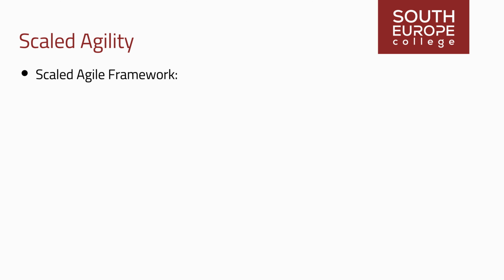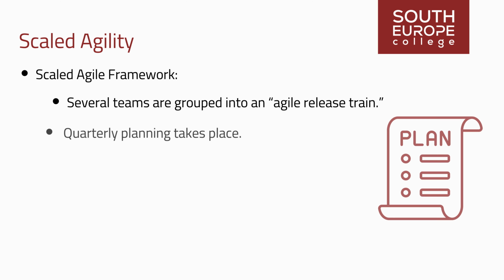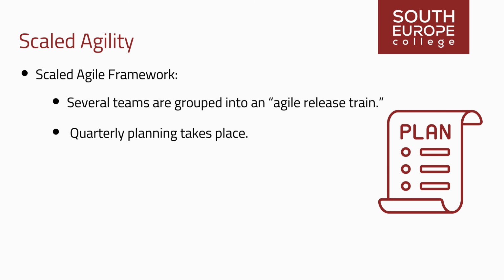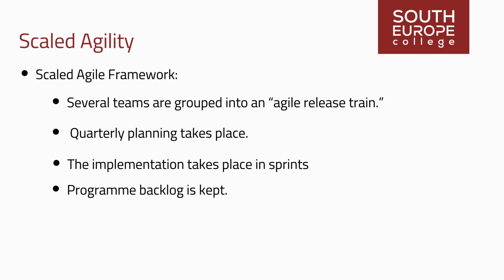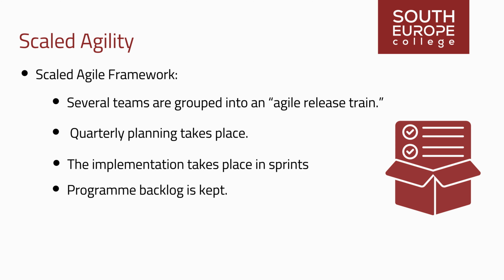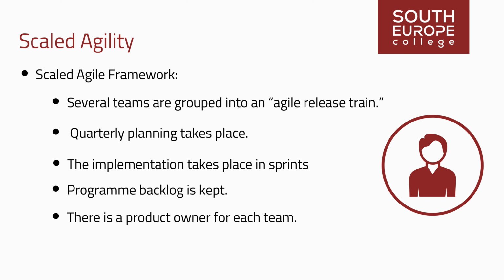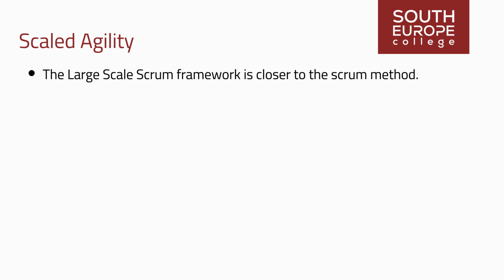In Scaled Agile Framework, several teams are grouped into an agile release train. Quarterly planning takes place, and the next product increment, and the work for the next 3 months, is organized. The implementation takes place in sprints during the next 3 months. At a higher level, a program backlog is kept, and each team also keeps its own backlog. There is a product owner for each team and also a product manager who divides up the work of the product owner. The Large-Scale Scrum framework is closer to the Scrum method.